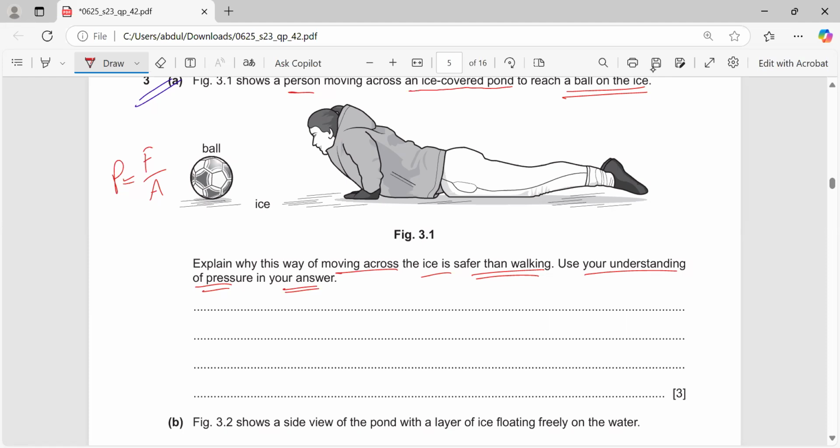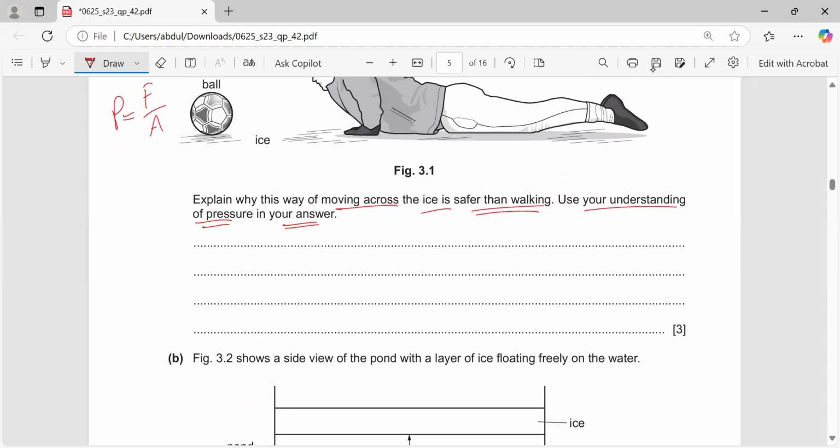So the weight of this person is also constant, but the area of contact of the person can be changed. In this way, the area of contact of this person with the floor is more, so force is spreading over a larger area, and pressure is inversely proportional to area. So when the area is more, the pressure exerted on the ice will be less, and there are fewer chances of breaking the ice, so he can safely reach the football and take it. That is the basic concept, and I'm going to write this now in the answer.